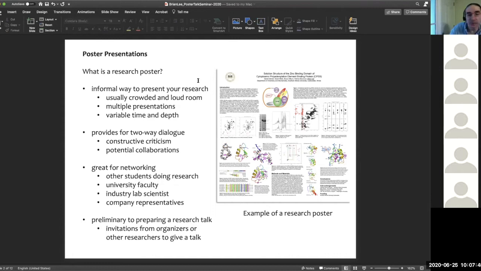They've obviously stopped by your poster because they're interested, and you can talk to them, ask them questions, and you might establish a collaboration or at least meet a new friend. If you have faculty coming by looking at posters, you might get to meet a faculty that you might be interested in working with in the future if you're going to graduate school, for example.